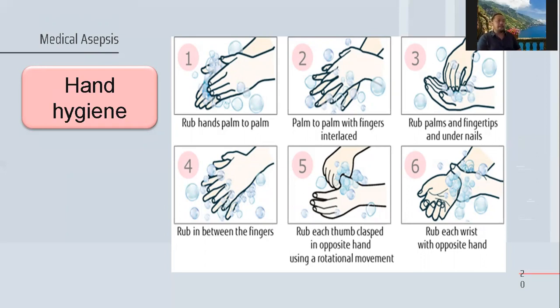After applying soap, rub your hand palm to palm, no? Then palm to fingers, palm with fingers interlaced, and then rubbing your palms and fingertips and under nails. Next, we rub it in between fingers. Rub each thumb clasped in opposite hand using rotational movement. Rub each wrist, no, with opposite hand, and then rinse, diba? So that is your hand hygiene.